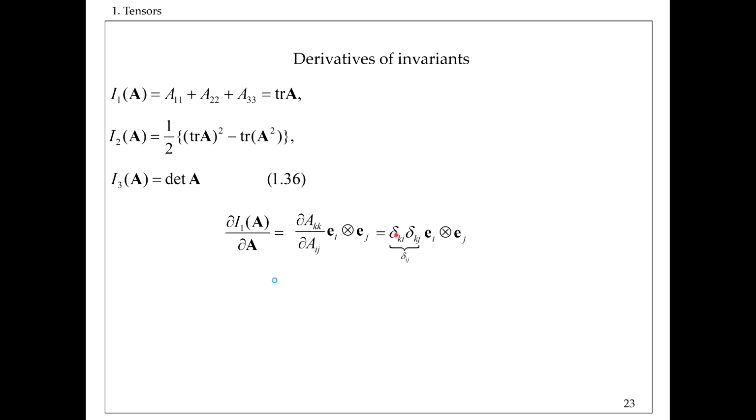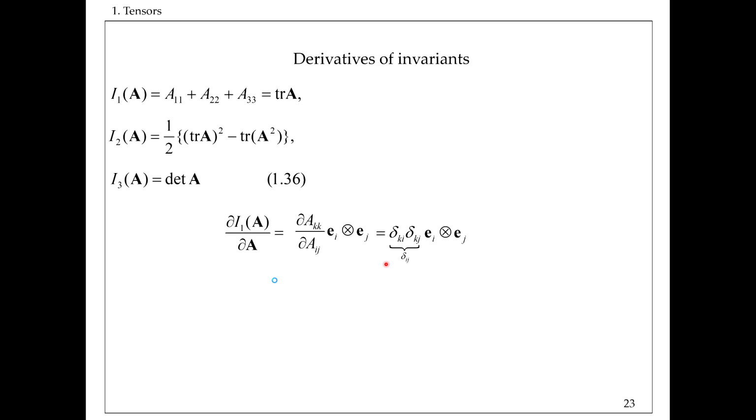Either you think about this delta acting on that delta, so there is a k and this k, and this delta will come and replace that k with this j, or the other way around. The result will be delta ij or ji, and for the Kronecker delta it doesn't really matter, it will be exactly the same result.